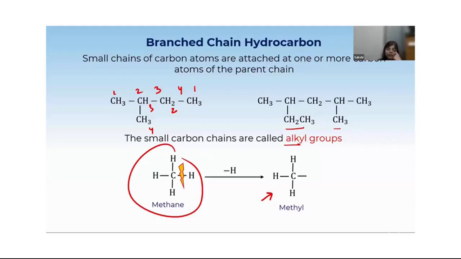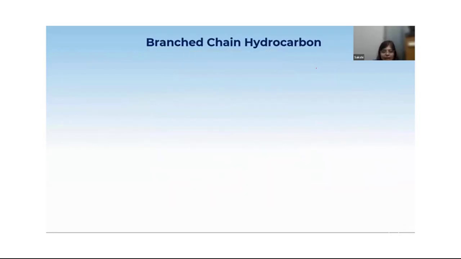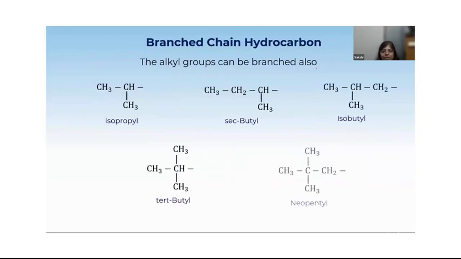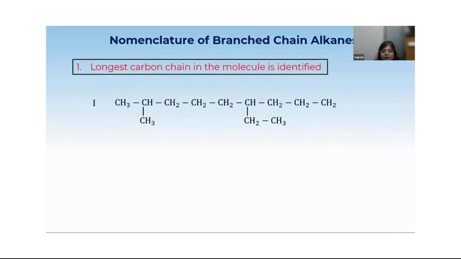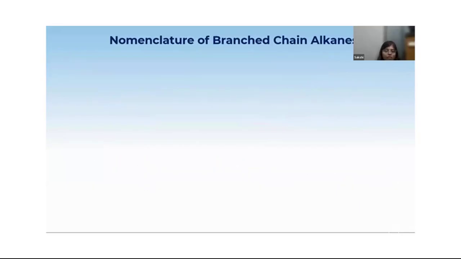Now, a small chain of carbon atoms are present. So what should we do, right? So basically methane is known as methyl, ethane, ethyl, propane, propyl, butane, butyl, decane or decyl. Let us see, the alkyl groups are branched, right? So how to name them? Let us see. The longest carbon chain is identified. So see, 5, 6, 7, 8, 9, or it can also be like this. Yes. So I think the first one is the longest chain. So we go with the first one. Okay. Right. Not the second one. It would be wrong because we have to look for the longest chain.